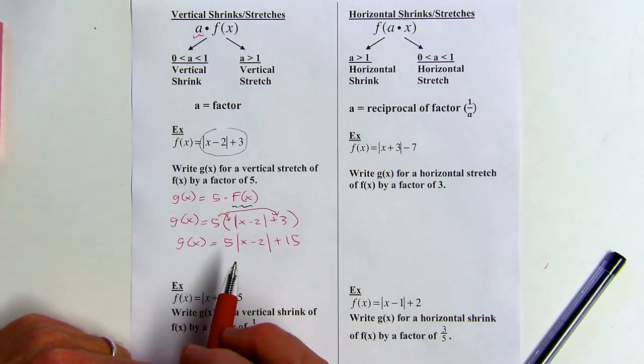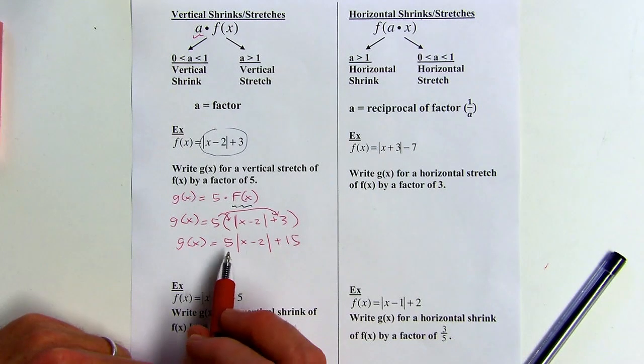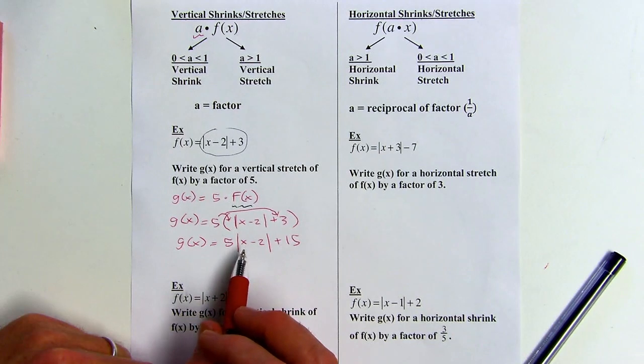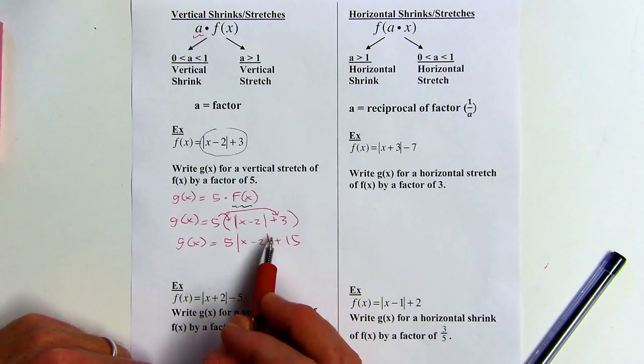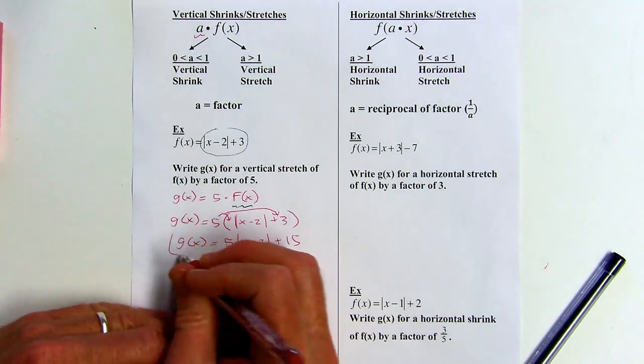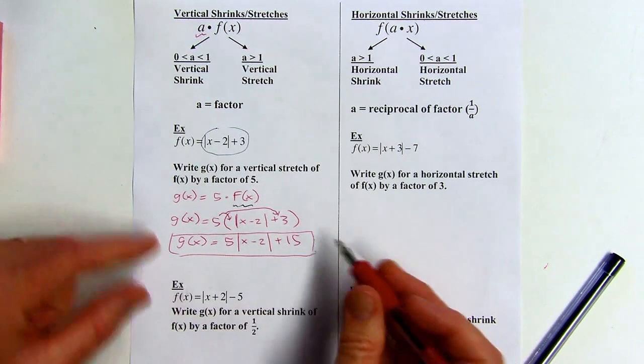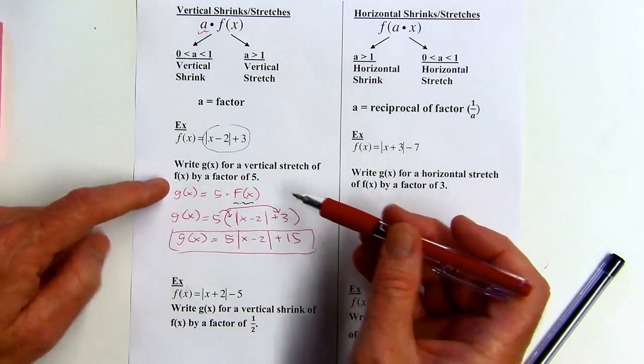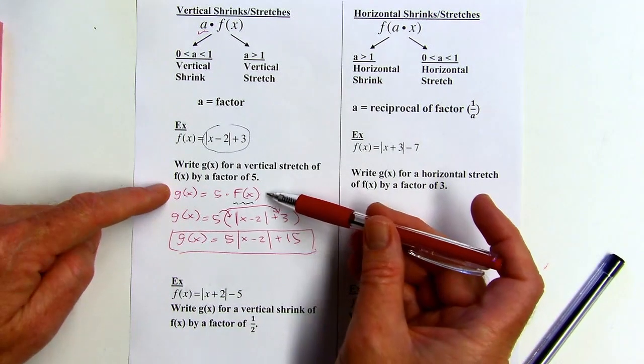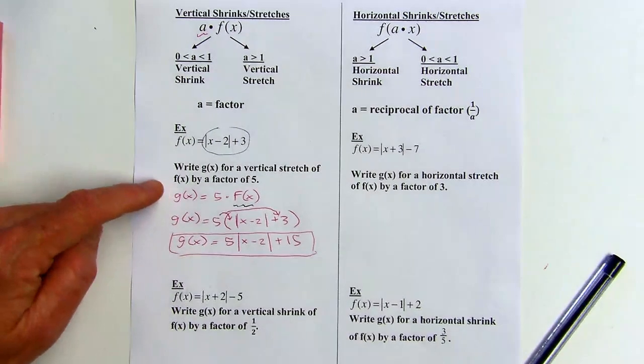Okay? Now, the other mistake that gets made, people will distribute into the absolute value, but you can't do that. It doesn't work like regular parentheses. So there's nothing else we can do with this. So that would be the same as doing a vertical stretch by a factor of 5 on f of x. Okay?